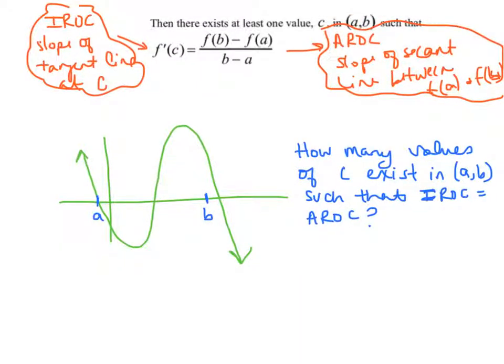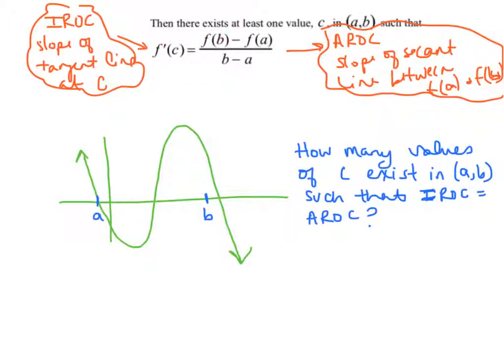Another way that you're asked about the mean value theorem is sometimes with a graph, or a pictorial view of a function. So if we're looking at this graph here, the question says how many values of C exist in (A, B), so in the interval from A to B, which we've marked off on the graph, such that the IROC, the instantaneous rate of change, is equal to the AROC. Or they might say this formula up here, such that F prime of C is equal to F of B minus F of A over B minus A. So the IROC equaling the AROC.